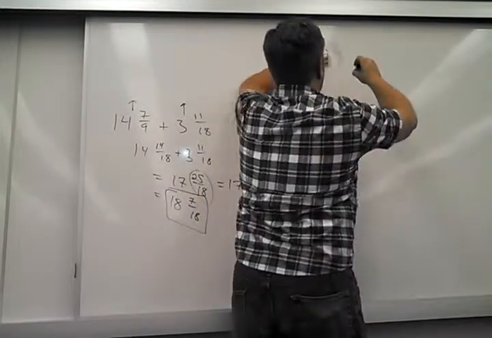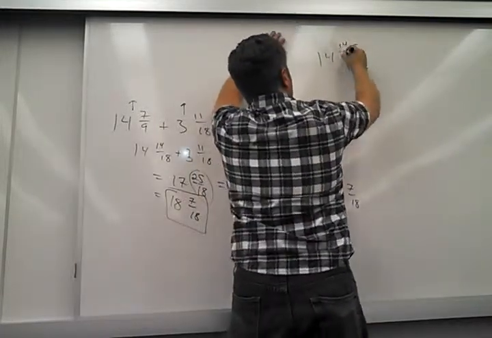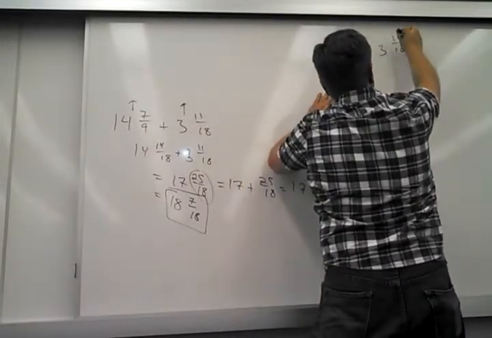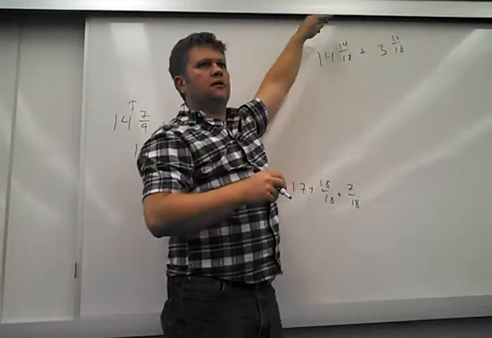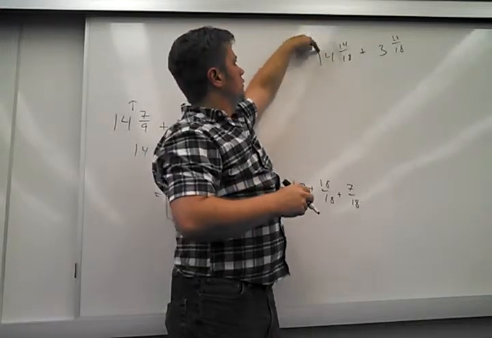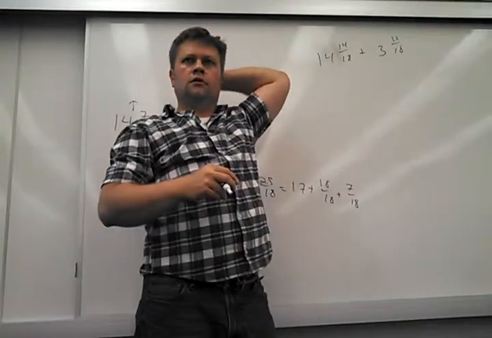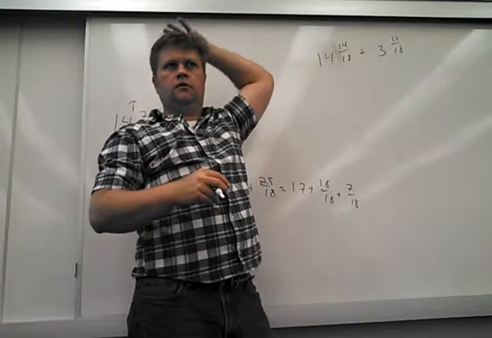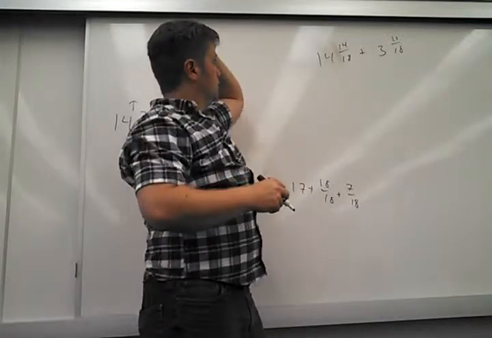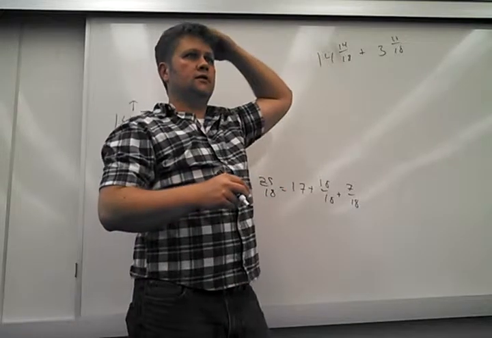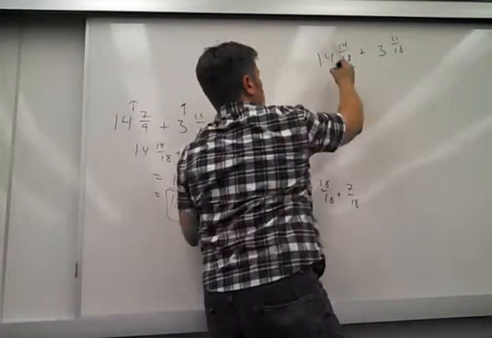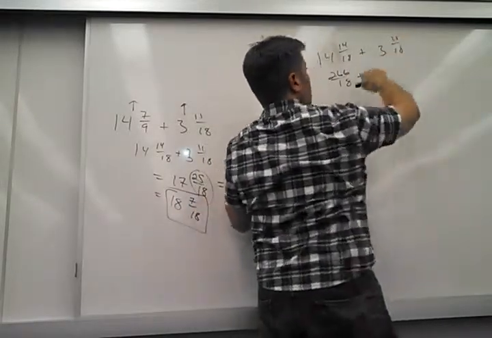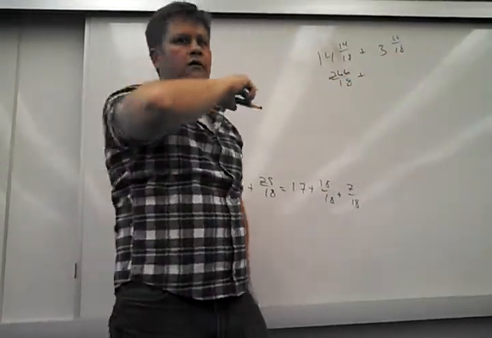Let's actually take it from where we got to. So we have 14 and 14/18 plus 3 and 11/18. Is that 266? I think I did it in my head real quick. 18 times 14 plus 14? I'll get my calculator out. I think it's 266. Yeah. So 266 over 18 plus 65. Yeah.